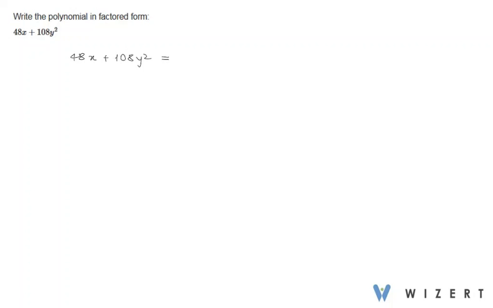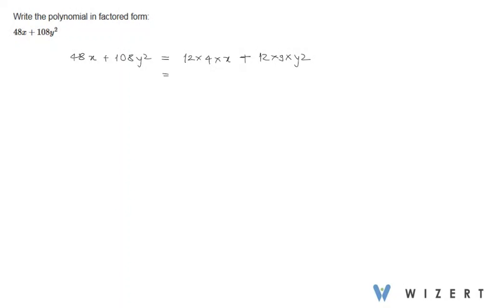So 48 can be written as 12 into 4 into x. 108 can be written as plus 12 into 9 into y square. Now if we observe the two terms, we see that 12 is common in both the terms. And there are no other common factors.